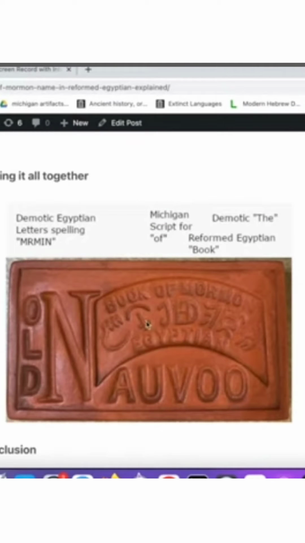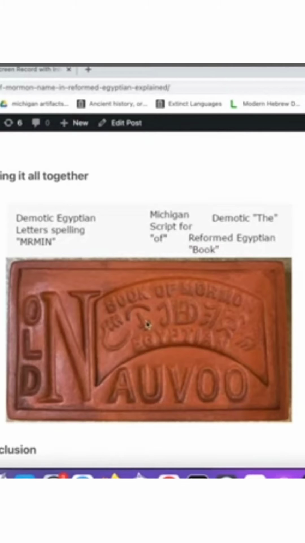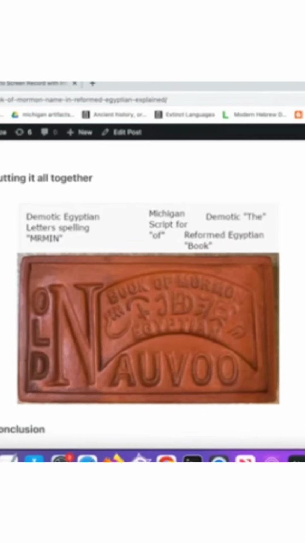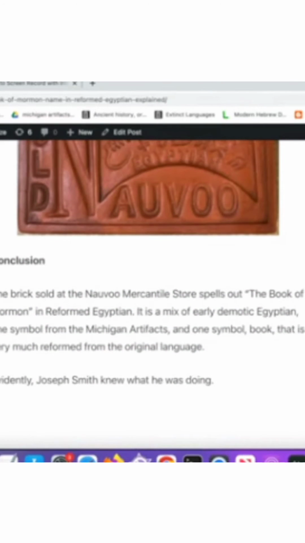So what does he show? He shows that this says the Book of Mormon. This reads from right to left. It's the second and third letters that are more reformed than the other ones. That's how the language would have evolved. At least Mormon is written in Demotic Egyptian. So you see, we've got a Demotic symbol right here. We've got Reformed Egyptian for the word book. We have Michigan for the word of. And then we have Demotic Egyptian for M-R-M-I-N. The Book of Mormon.